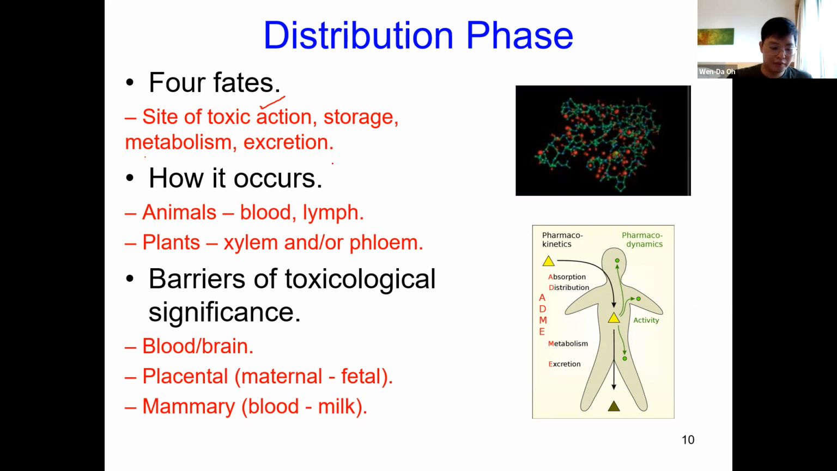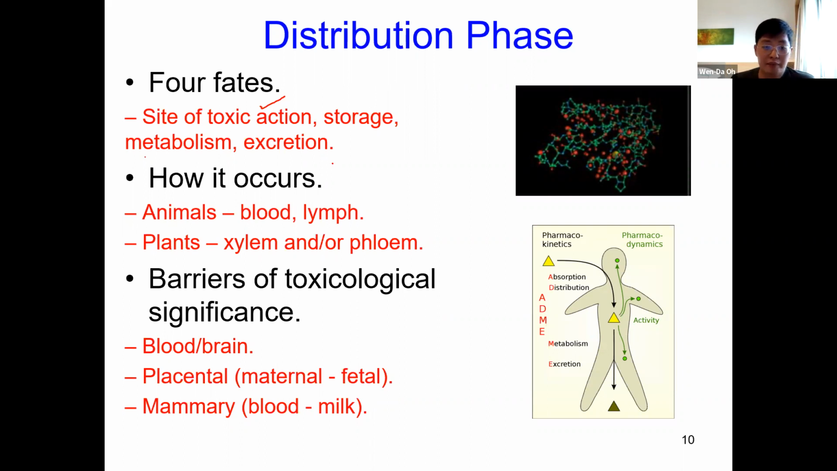One thing that organisms have learned over the years is that we need a way to prevent this toxicant from destroying our body. So this is very useful. Nature has given us these barriers, barriers of toxicological significance, whereby through evolution we have blood-brain barriers, which prevent the toxicant from entering our brain directly. Our brain doesn't allow certain toxicants that are insoluble in water to enter into our brain. It depends on the molecule of the toxicant itself.